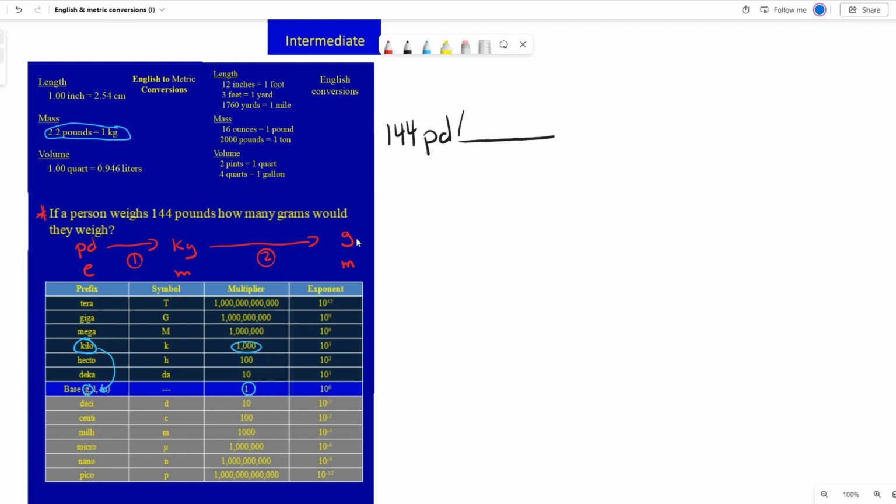Draw our conversion factor line here. And we're going to go from pounds into kilograms. We'll put pounds down on the bottom so it cancels out. Kilograms up on the top. And that's going to be using this conversion here, going between English and metric. And we see that there are 2.2 pounds for every 1 kilogram. So we have it set up so that pounds and pounds will cancel out. We'll then multiply across and divide up. And when we do that, we'll see that we end up with 65.5 kilograms.